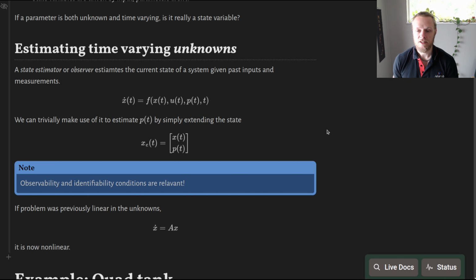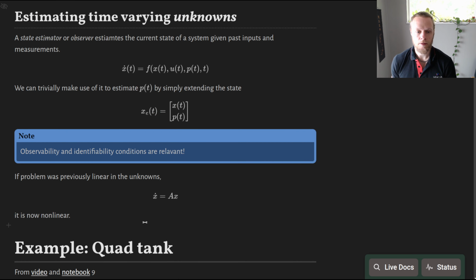Now the thing to note is that if your state estimation problem was previously linear in the unknowns, so here this equation is linear in the state x, and we put any of the parameters in A into x, then that is now a nonlinear state estimation problem. If you have a nonlinear system from the beginning, then of course not much changes. It's still a nonlinear problem, but that's something worth considering.